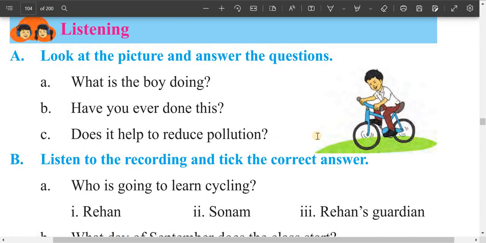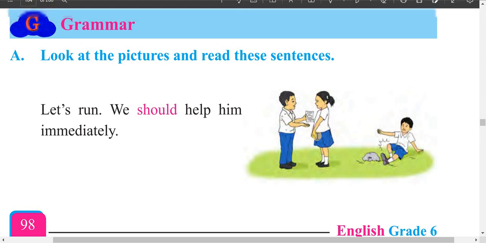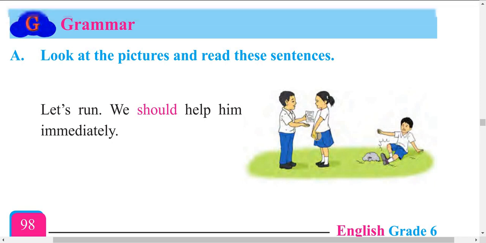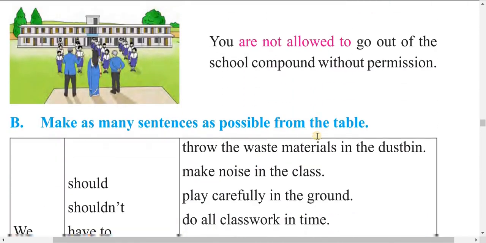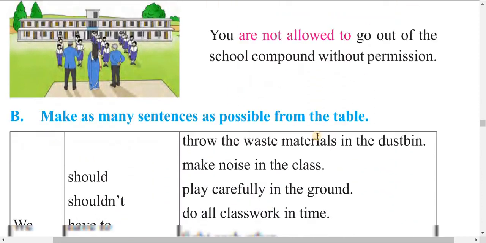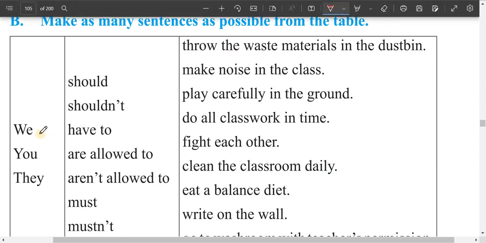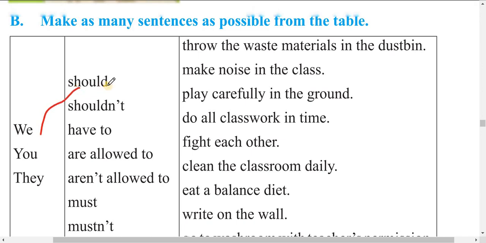Here on listening, I think your teacher has already provided you a chance to listen and do the exercise. Now here we'll do the next one. So you know the rules and regulations to be followed in the school and classroom. We can make as many sentences as possible from the table. It's very easy. We should play carefully in the ground, and we should not make a noise in the class. Now we have to do all classwork in time.